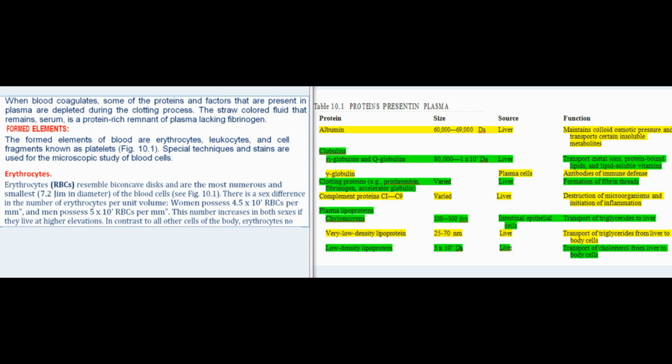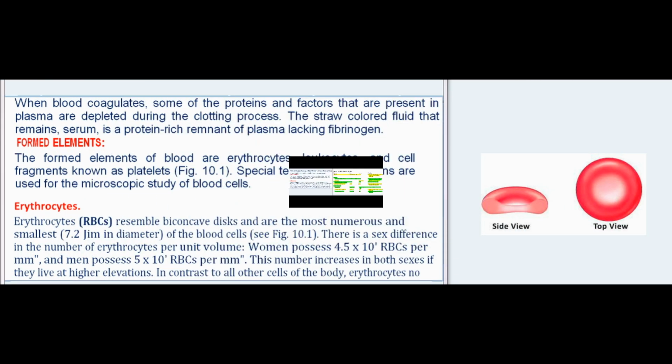The protein albumin exerts a colloid osmotic pressure within the vascular system that is responsible for keeping fluid within the vascular system and limiting the extracellular fluid volume. When blood coagulates, some of the proteins and factors that are present in plasma are depleted during the clotting process. The straw-colored fluid that remains, serum, is a protein-rich remnant of plasma lacking fibrinogen.